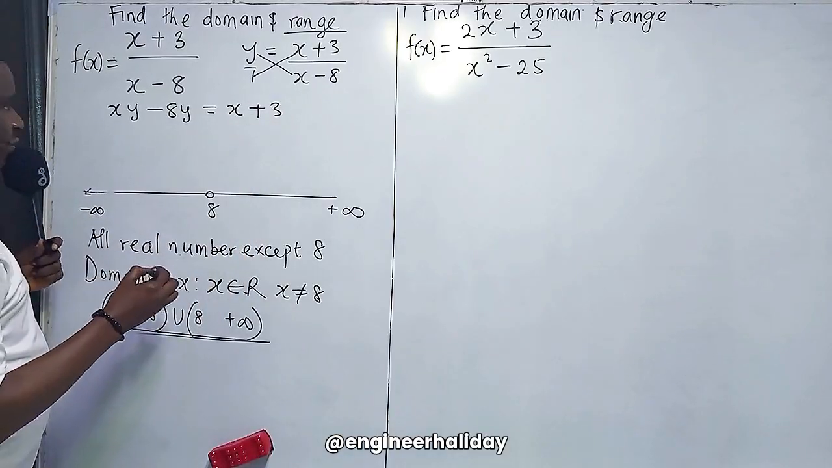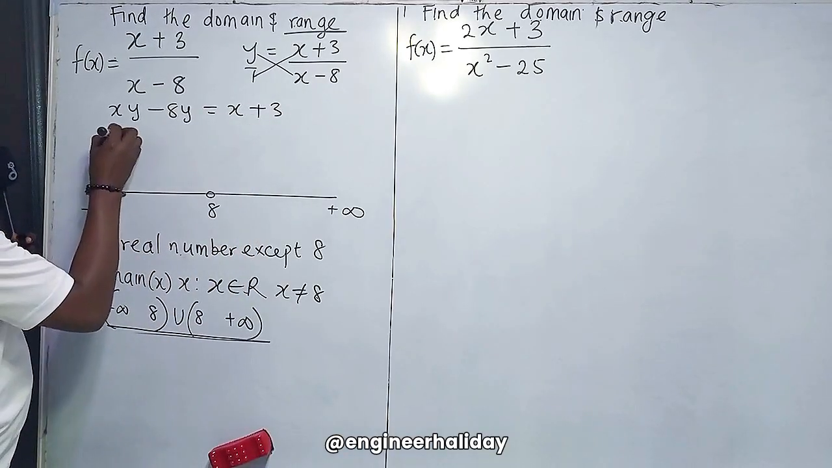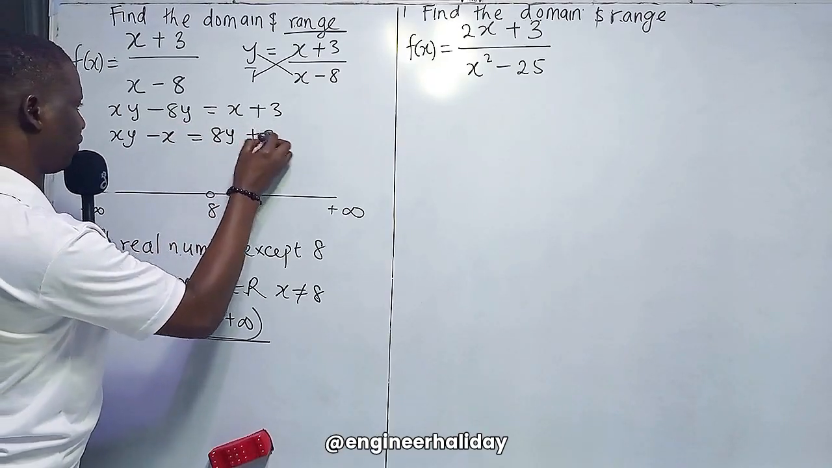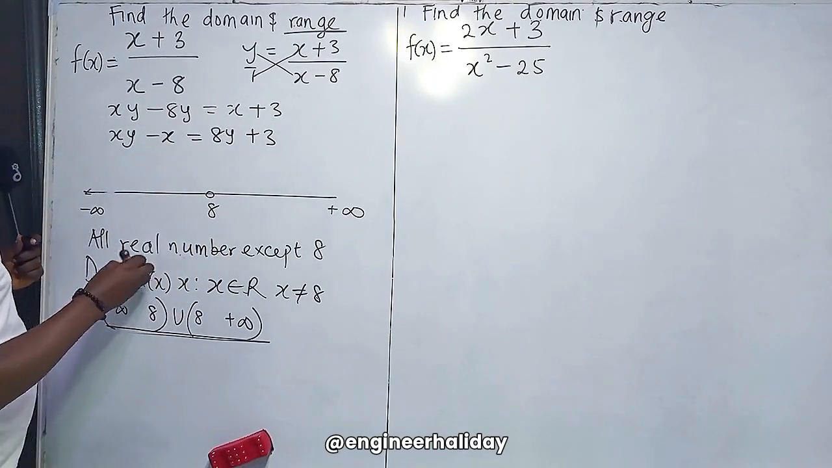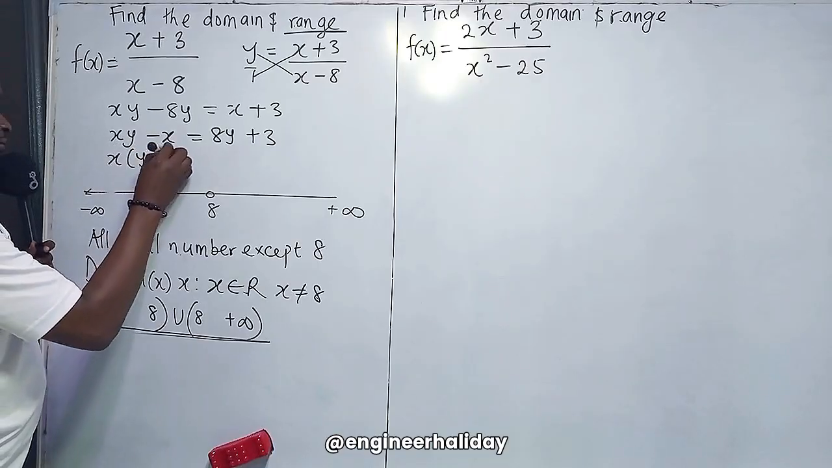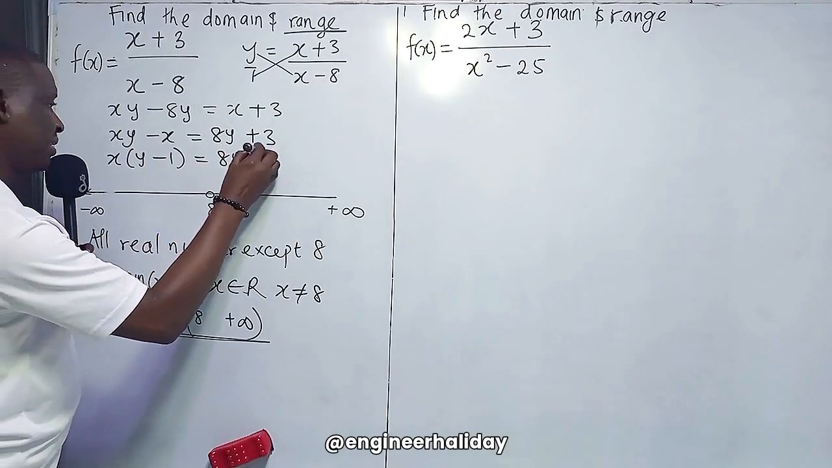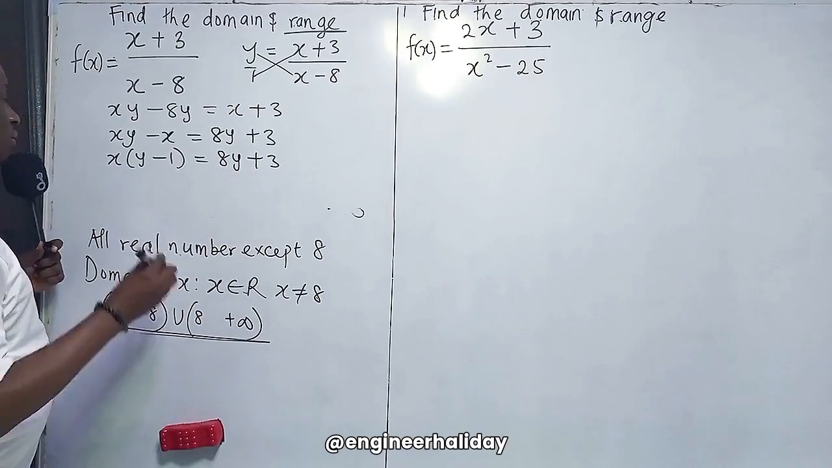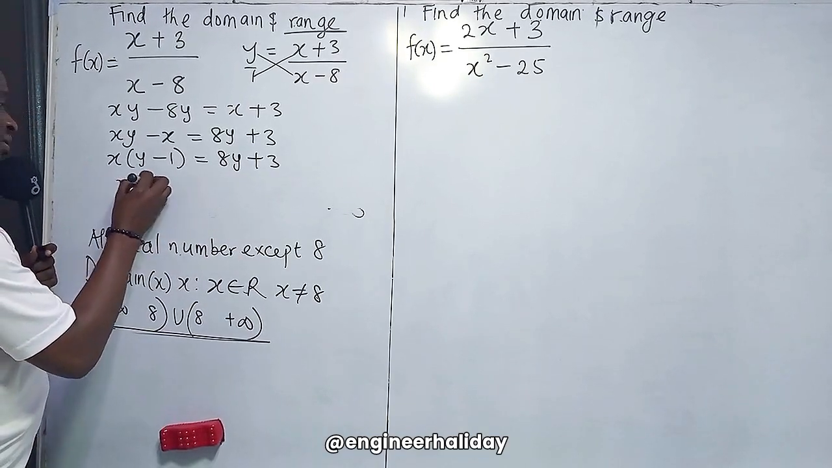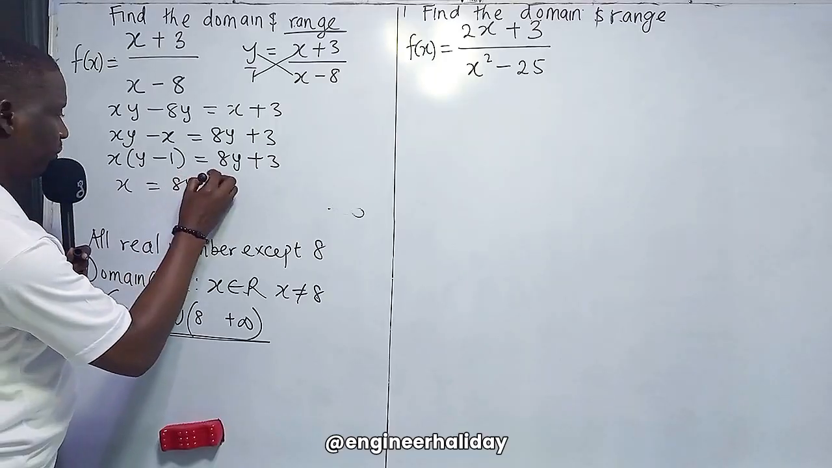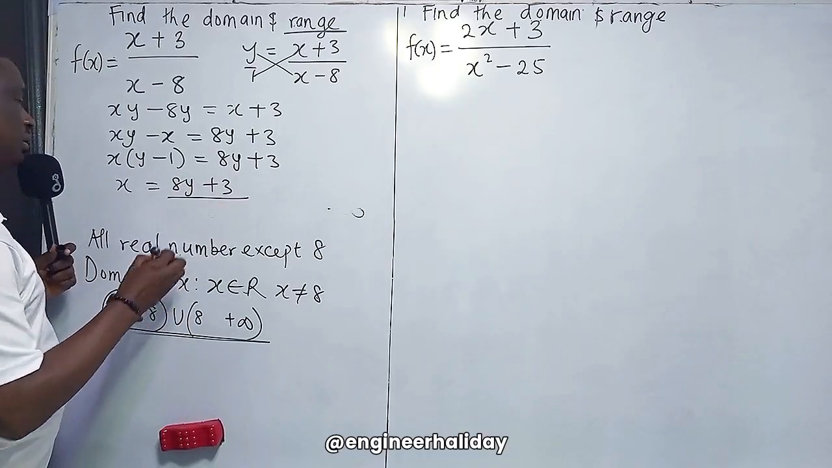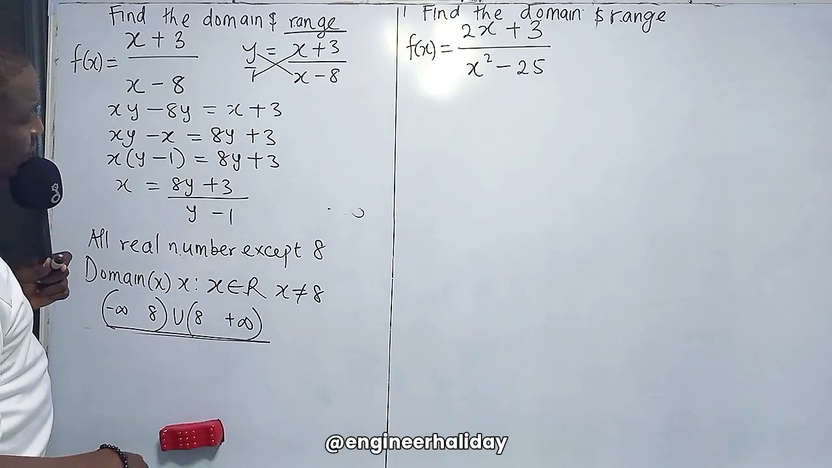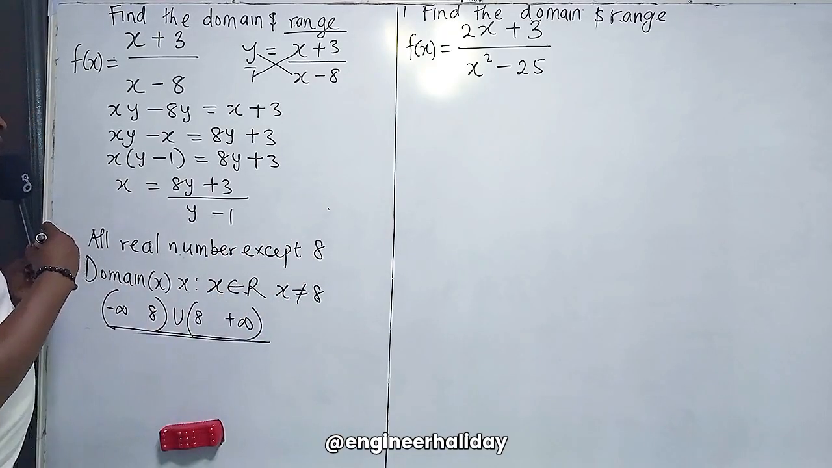Now collect like terms by making x the subject of the formula. We would have xy minus x equal to 8y plus 3. Then factorize x, basic mathematics. Then we are going to have x equal to 8y plus 3 over y minus 1.